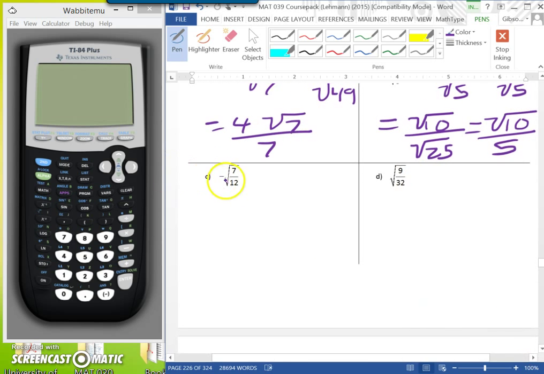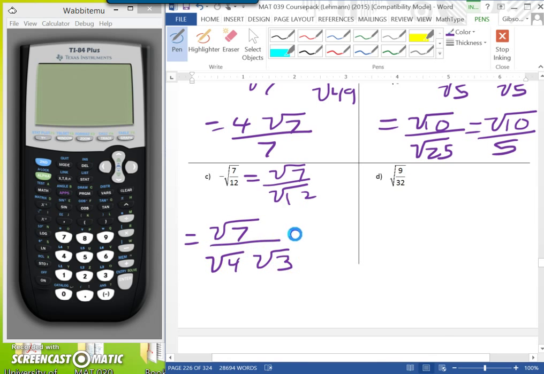Okay, now, we have this negative on the outside. So we know at the end of our problem, our answer is going to be negative. So we could just disregard the negative sign for right now. So we have the square root of 7 over the square root of 12. Now we know the square root of 12 has a perfect square in it. We know 4 is a perfect square. So this would give us the square root of 7 over 2 times the square root of 3.